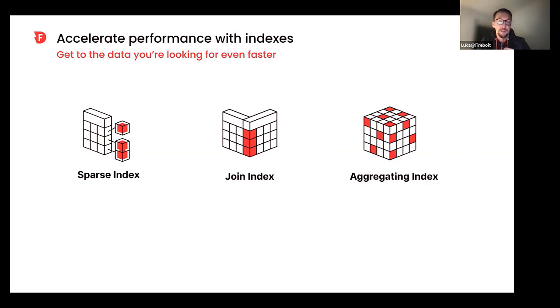Firebolt is smart enough to use the index if it can, and it will maintain the index for you automatically. So whenever new data is flowing into your base tables, all of the aggregating indexes on top of it will be automatically maintained, and you'll get the latest data in all of them.